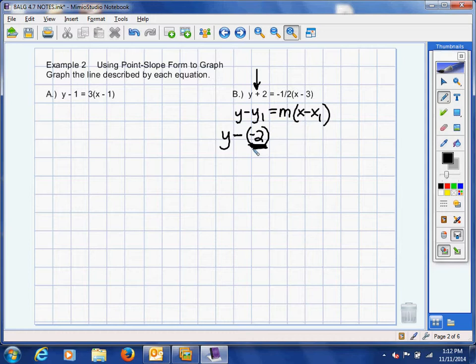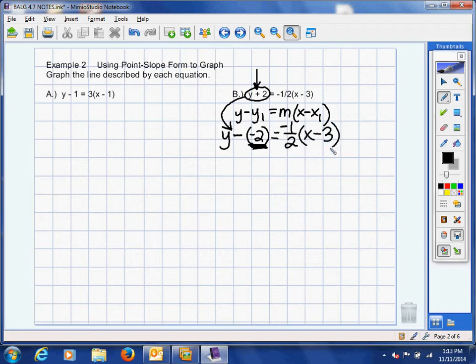y1 is not 2. y1 is negative 2. We must change this positive form into subtraction. Okay, we got to change that y plus 2 into the form y minus a negative 2. That's really confusing, and I apologize so deeply if that confuses the mess out of you.